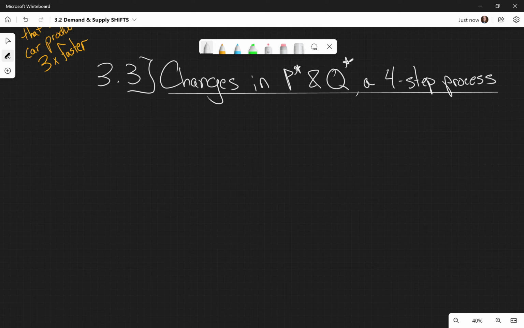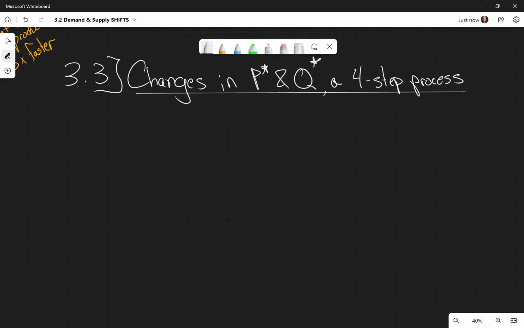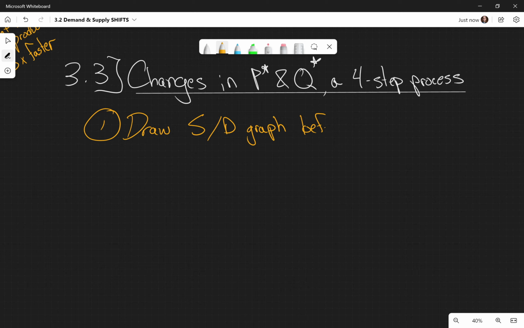All right, so the book lays down an easy to understand 4-step process for how to determine how economic events impact and affect equilibrium, price, and quantity. The first step in this model is to draw the supply and demand graph before the economic event or change occurs.